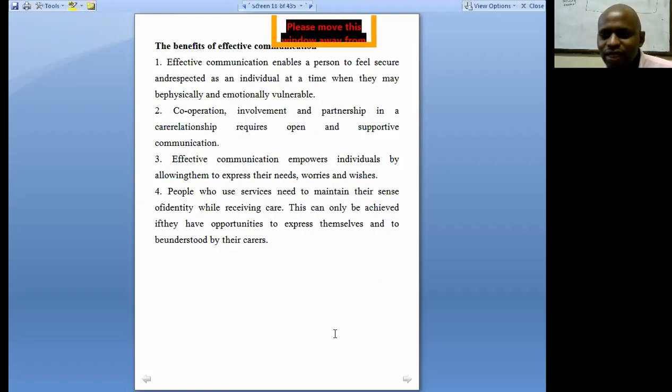So next time when we come, we shall be talking about the benefits of effective communication. So what can you benefit out of effective communication? It is always important for you to benefit at the end of the day.